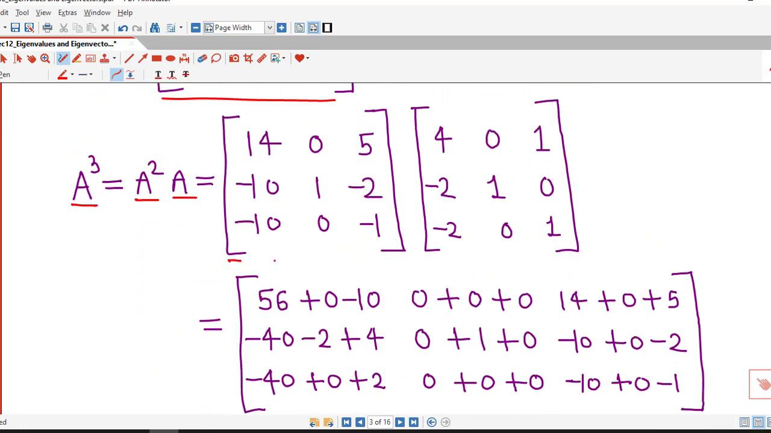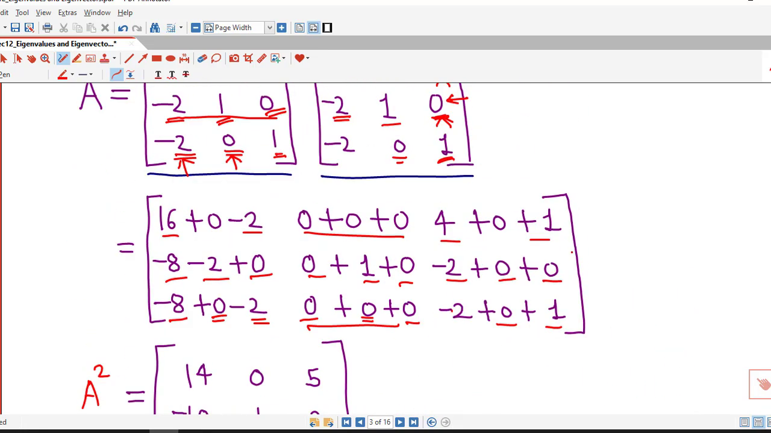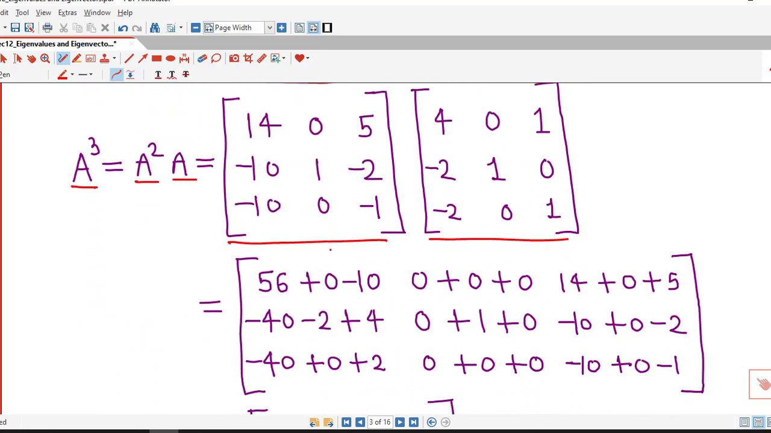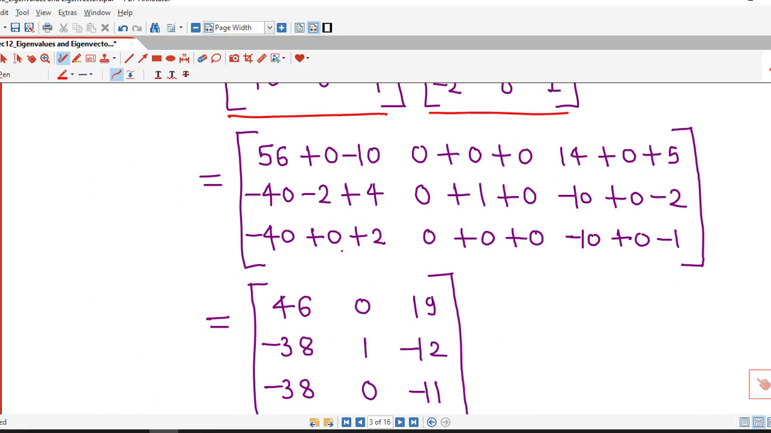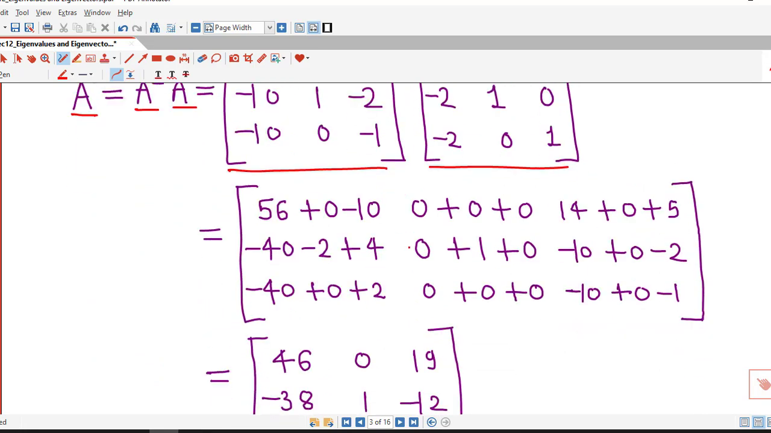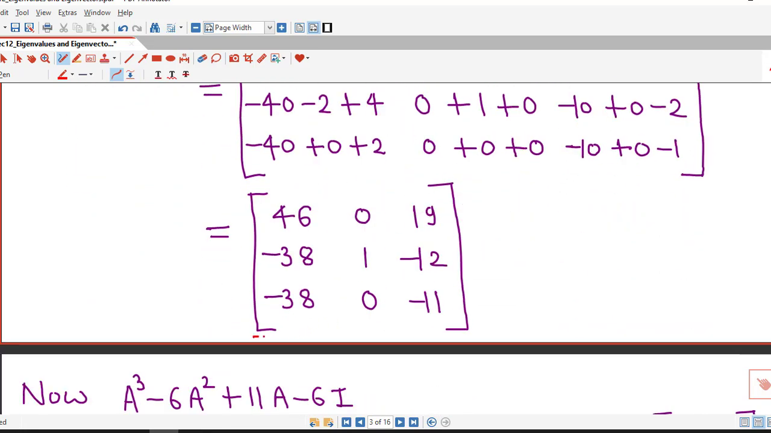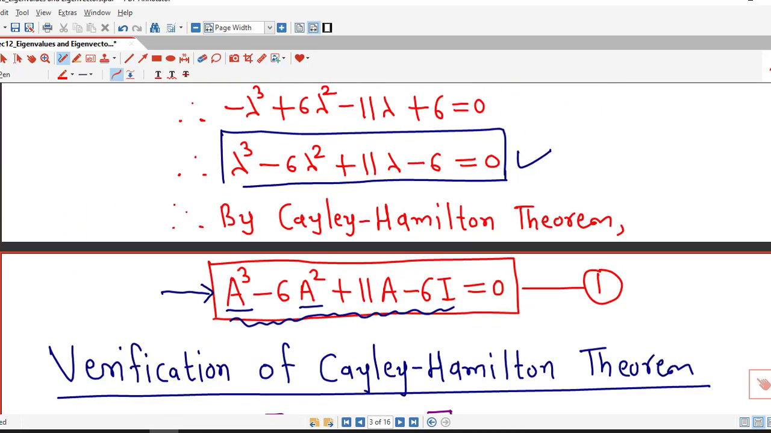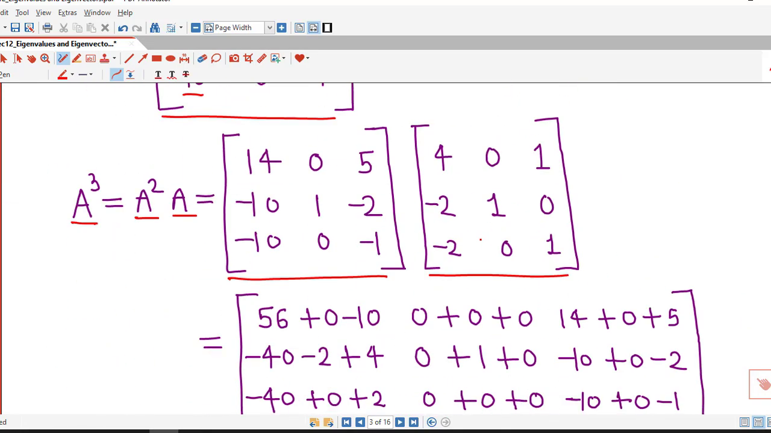And similarly, we can take the product of A square with A as we did this product. So I am not explaining that part. It is easy. So after multiplying A square and A, we obtain this matrix. This is the third power of A. And now we check the left hand side. So we substitute the values of A square, A and A cube in the left hand side of this equation 1.